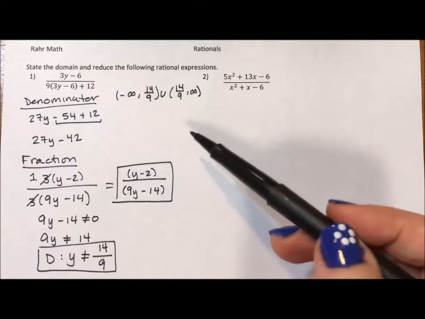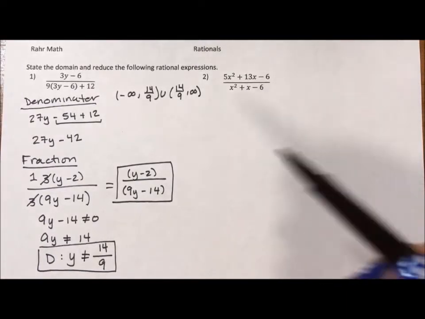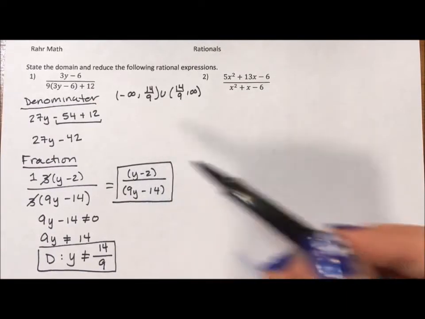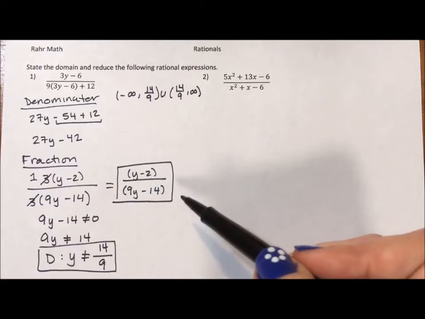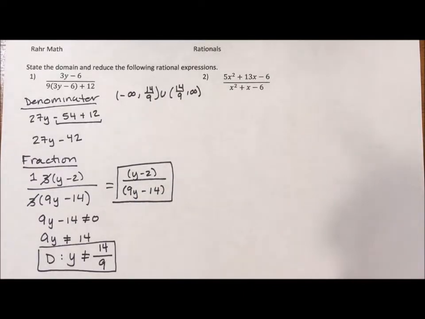The y and the 9y can't cancel because it's not just y, it's 2 less. It's not just 9y, it's 14 less. You have to factor first.